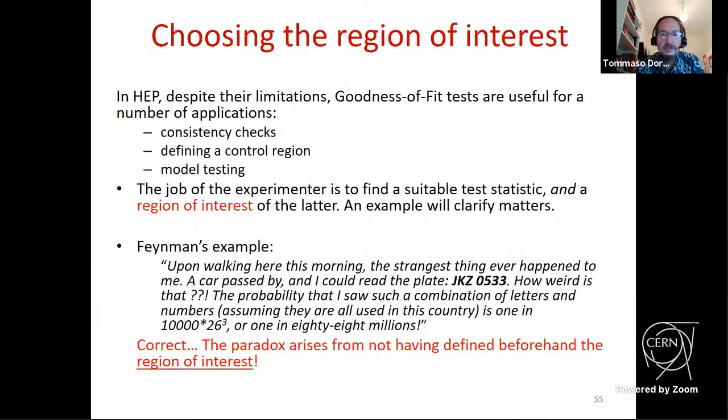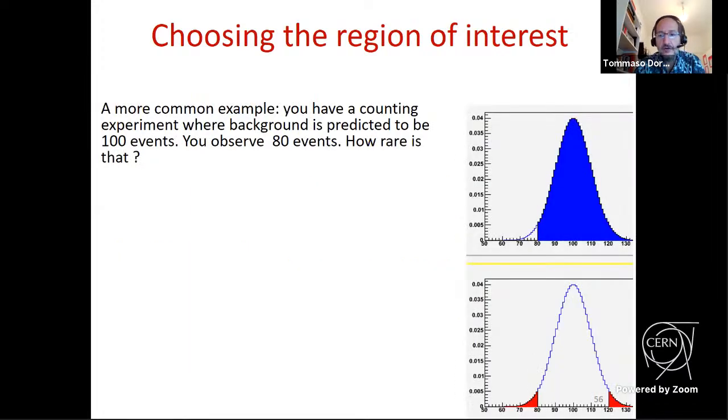to discuss the 5 sigma criterion. And we also had this quote about Feynman that was joking, of course, about a posterioriness, the fact that if you don't define beforehand the region of interest of your tests, then you can find significant observations everywhere, okay? So this is another example where you have a Poisson with a mean of 100 events in a counting experiment, and you only observe 80.